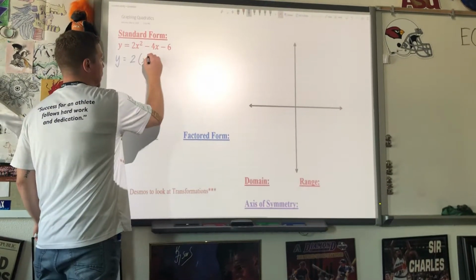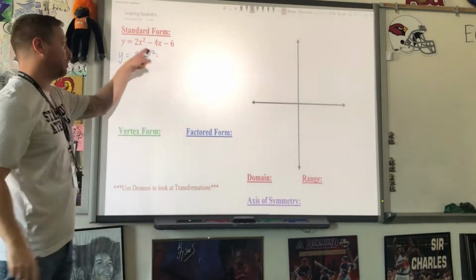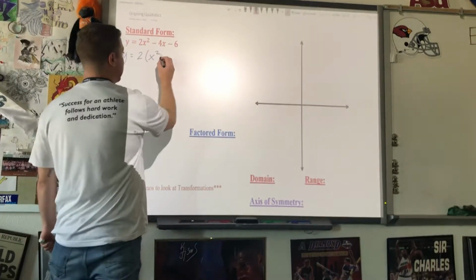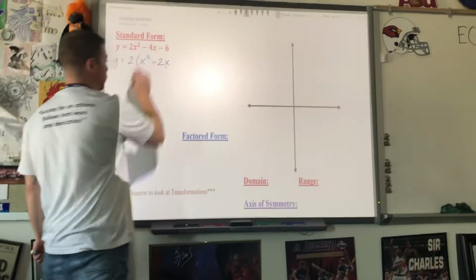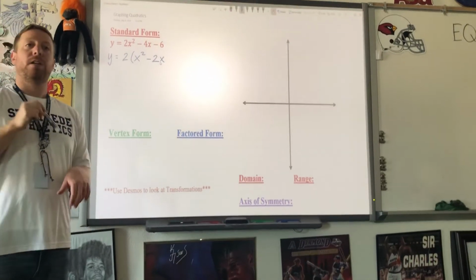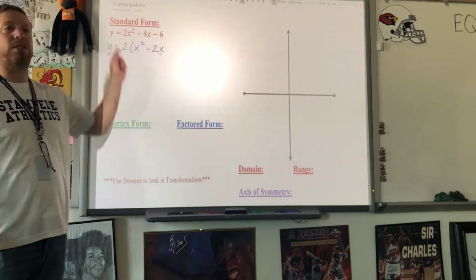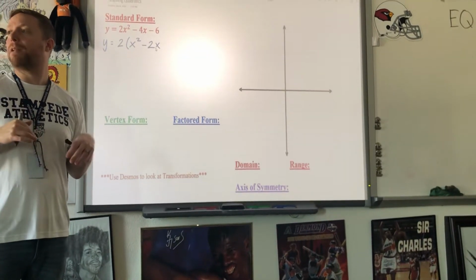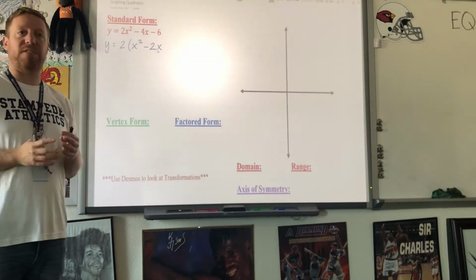Piece of cake. Okay, if I move the 2 out and leave my x squared in there, 2 times x squared gives me 2x squared. Next one, to get negative 4x, I'm going to do negative 2x. So 2 times negative 2x will give me negative 4x. This problem, I can factor a 2 out of that 6, and it would just turn into a 3. So in this particular problem, there wouldn't be a fraction.